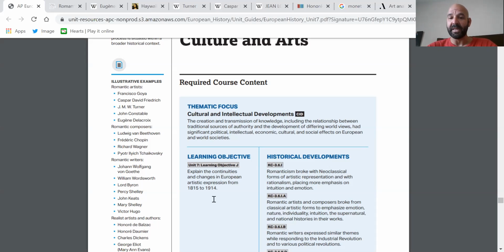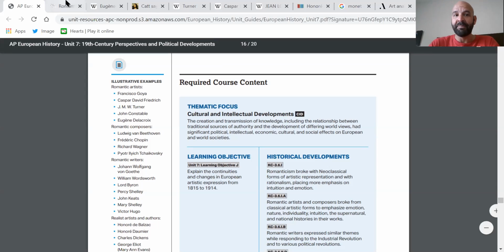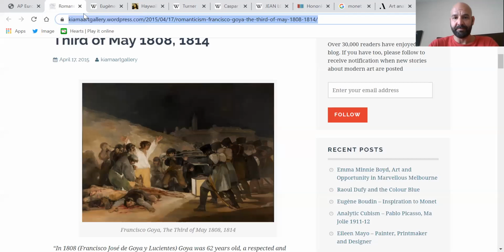All right, so the first thing they want you to talk about is Romanticism. Romanticism broke with neoclassical forms of artistic representation and with rationalism, placing more emphasis on intuition and emotion. That's the big cultural shift that we see during this time, moving away from rationality to irrationality or imagination or things like that. And so over here on the left, they list various romantic artists. We have Goya, Friedrich, Turner, Constable, Delacroix. Let's take a look at them real quick and see famous works of art for them.